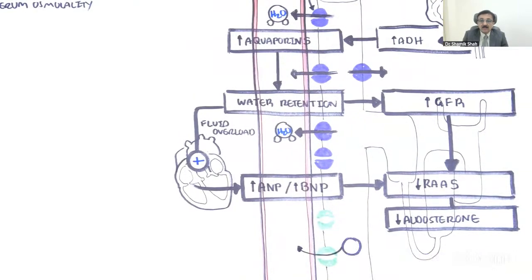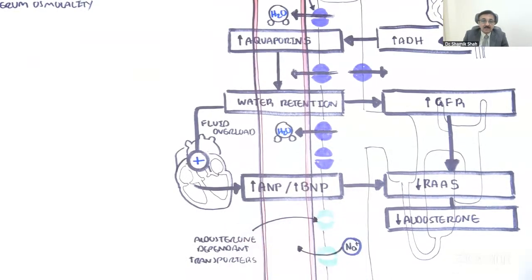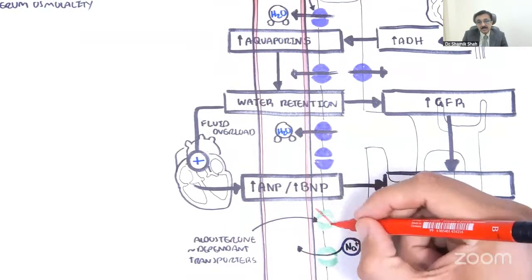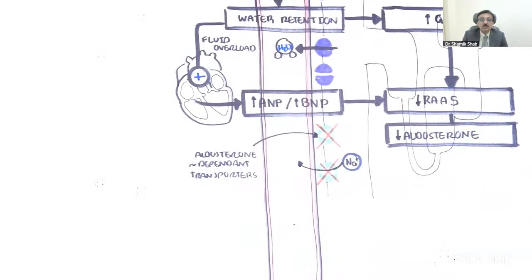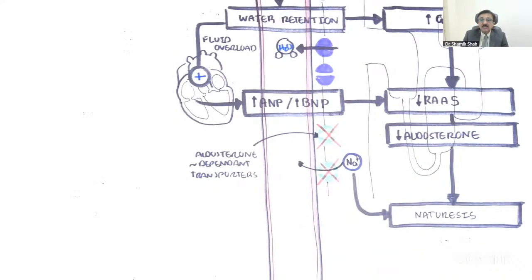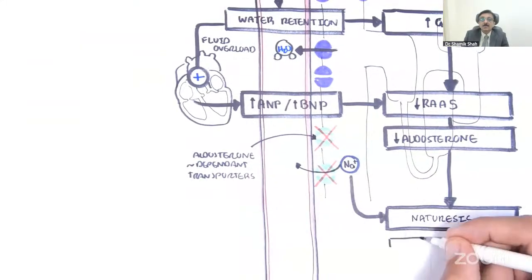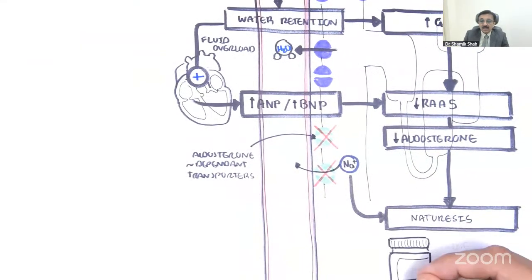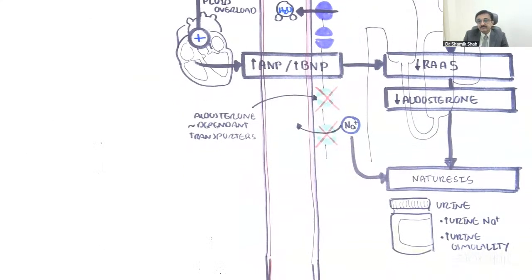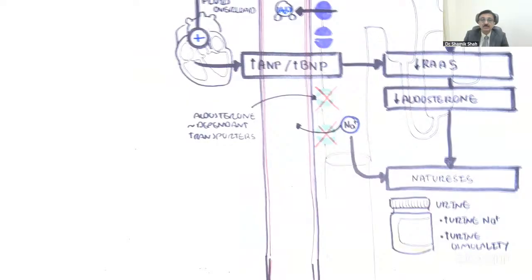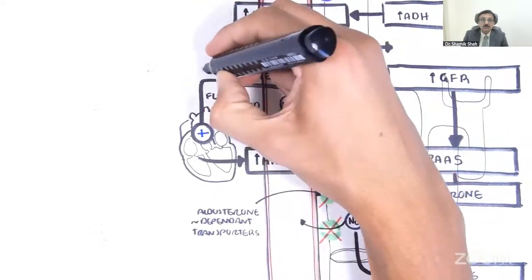Now, we know that aldosterone helps in reabsorption of sodium, by these aldosterone-dependent transporters. But when there is less aldosterone, this mechanism is inhibited. So, because of this inhibition, sodium is not reabsorbed, so there will be natriuresis. So when we look at the urinary sodium in this condition, there will be an increase in the urinary sodium levels. And urine osmolality will also be high because of the increased sodium in the urine.